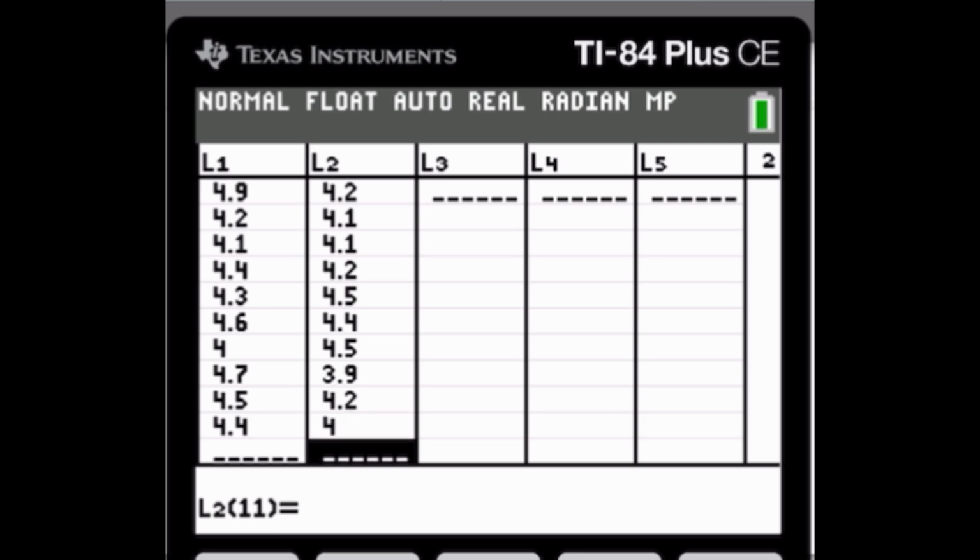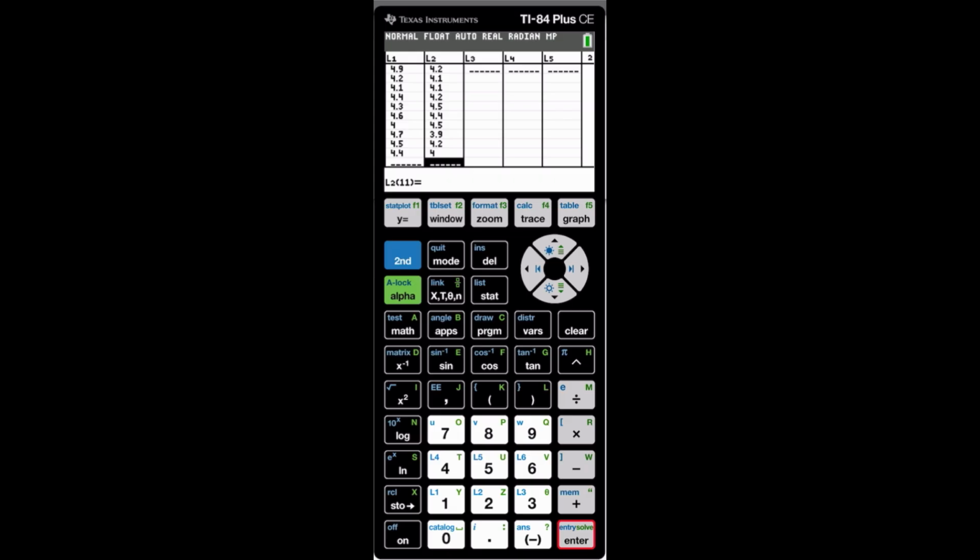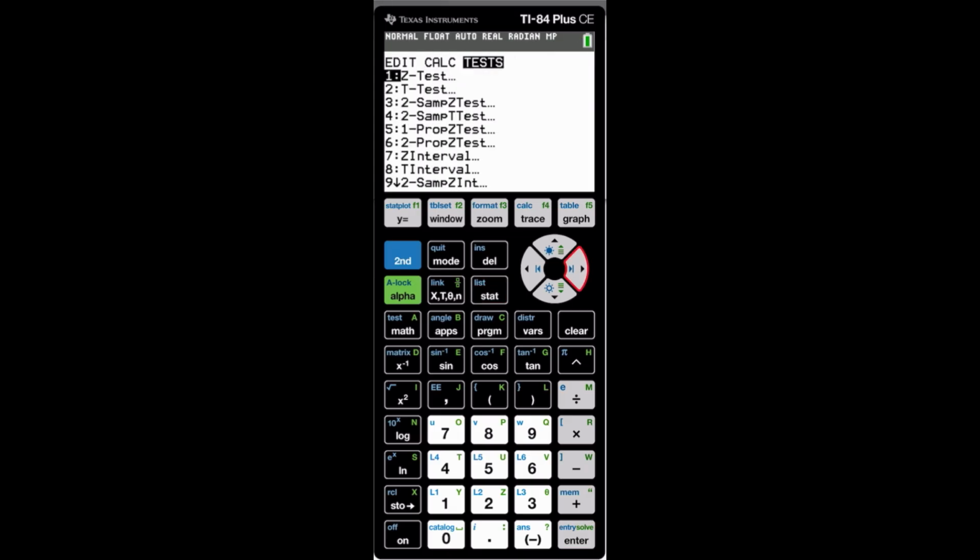When you're done entering all the values, take those 10 seconds to double check that all of your numbers have been inputted correctly. You need to remember that you are going to trust whatever the calculator spits out as the answer. And so you need to take the time to just double check that everything has been put into the calculator correctly. Now I can go to Stat, Tests.